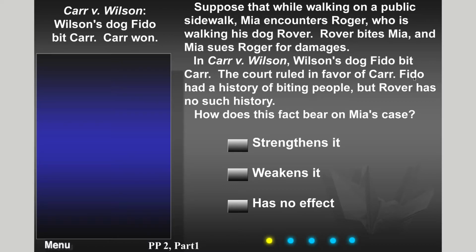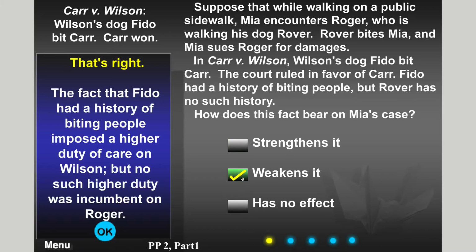What could happen is that Fido had a history of biting people, and the reason you might find the defendant, sorry, the person being sued, more responsible, that is liable in the case, is because they were letting their dog go around biting people previously and were taking no responsibility. But the person who owns Rover, who is Roger, which is very helpful, just one letter off, has no such history, right? This would weaken that as a precedent. The fact that Fido had a history of biting people imposes a higher duty of care on Wilson, but no such higher duty was incumbent upon Roger. Roger wasn't aware this was a problem.